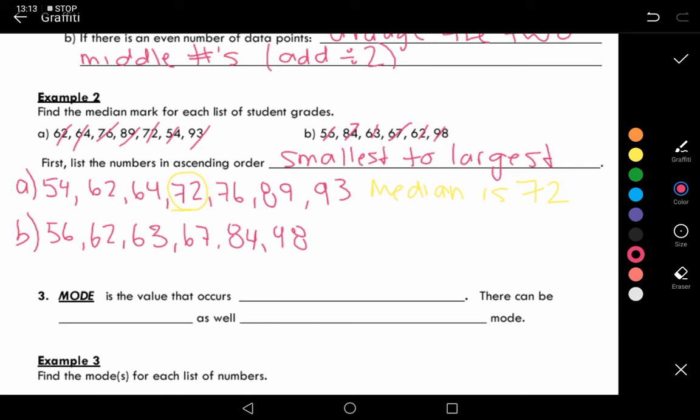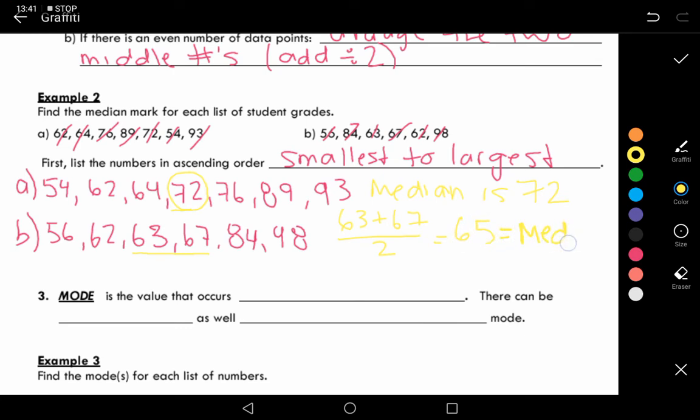Okay, so now we have to count. We have 1, 2, 3, 4, 5, 6, so we have an even number. What that means is we're going to have to take the average of the two middle terms. The two middle terms there are 63 and 67. Remember, to take the average of something, you just add them together and divide by 2. So we have 63 plus 67 divided by 2, which means that our median is 65.